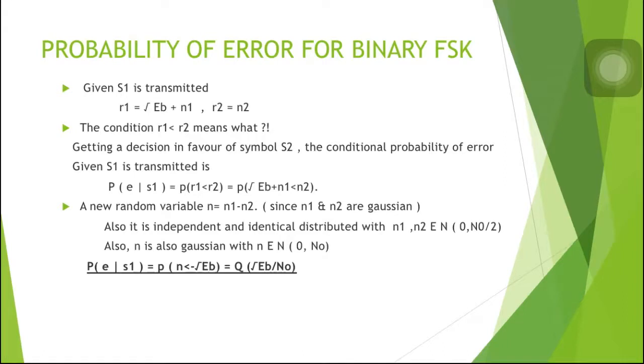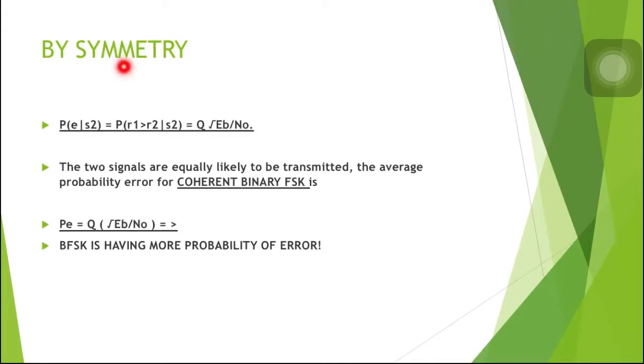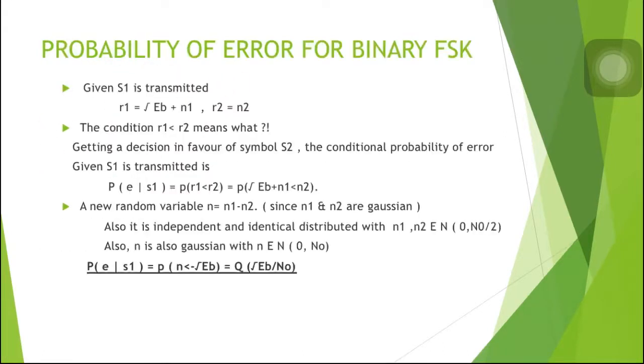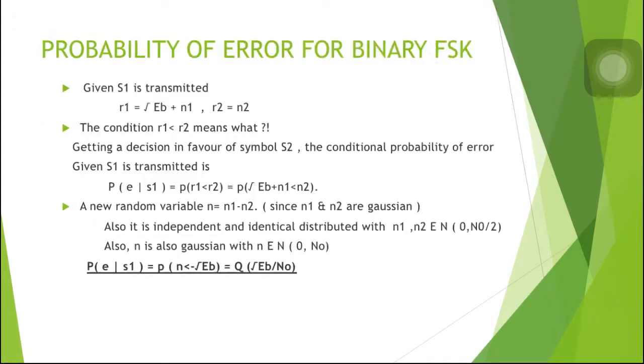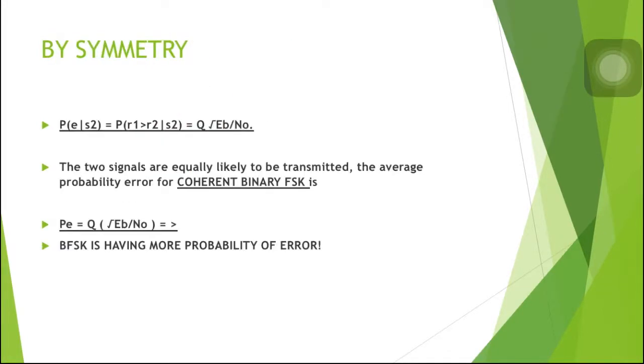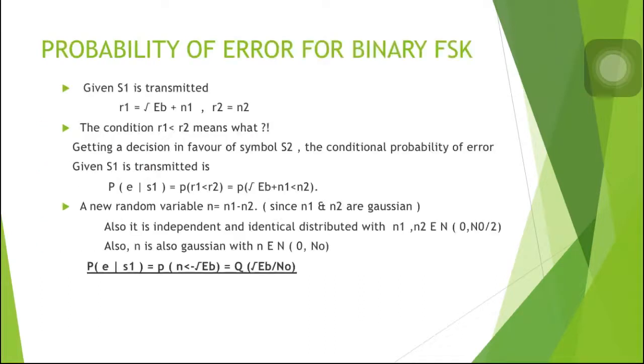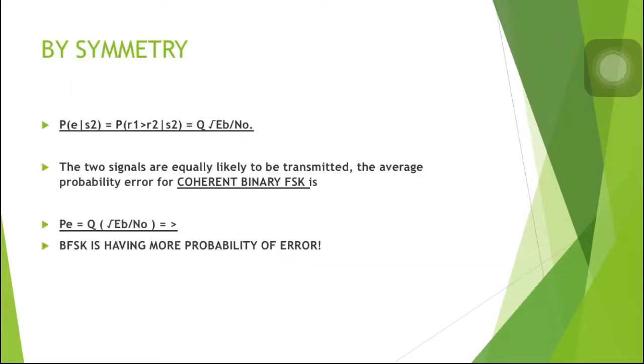Similarly, by symmetry, when S2 is transmitted we will get the same result. When S1 is transmitted it will be R1 less than R2, but when S2 is transmitted it will be R1 greater than R2. So we will get the same equation as we got here. Looking at this equation, we can say that the two signals are equally likely to be transmitted.